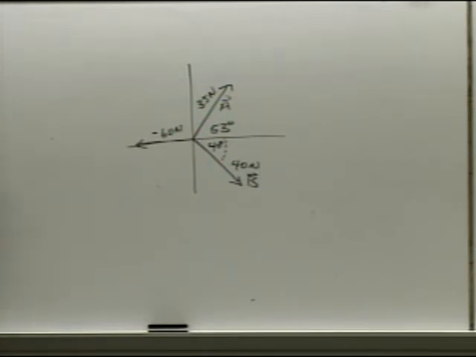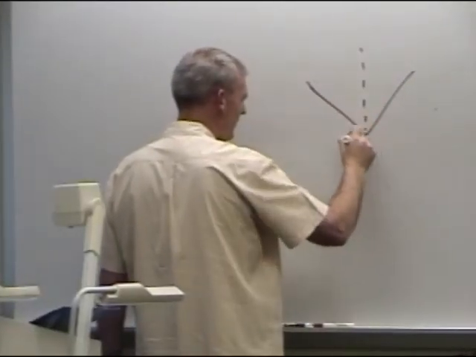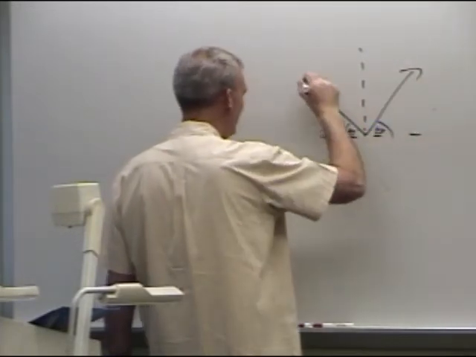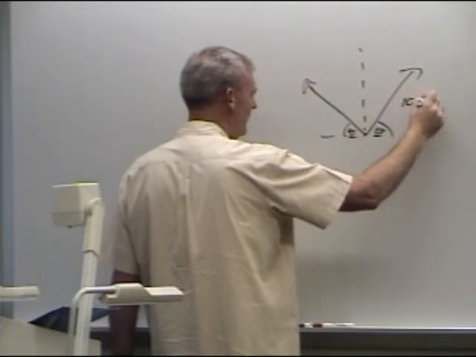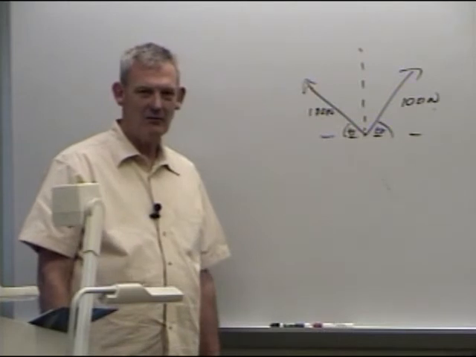Now, remember, Mother Nature loves symmetry. If we had a nice simple problem like this, where these two angles would be exactly the same, and these two forces would be exactly the same, 100 newtons and 100 newtons, what would you all say that the direction of that would be going?